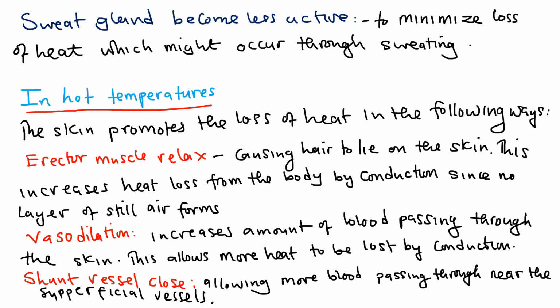Then what is the other one? The sweat gland becomes less active. Now, like I said, the sweat gland produces sweat. So when they are less active, which means they're not producing much sweat. Now, the sweat from the body carries with it heat. So when the sweat gland becomes less active, which means no sweat at all, or less sweat is produced, this minimizes loss of heat, which might occur through sweating. And all this is in a cold temperature.